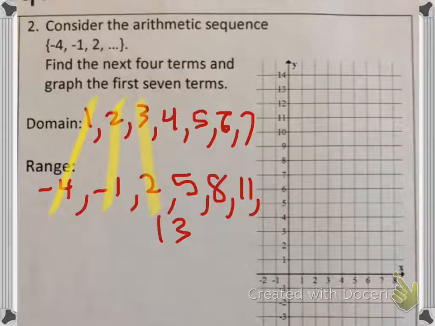So I'm over 1, down 4, which is actually off my graph down there somewhere. I'm over 2, down 1, which is right here. I'm over 3 and I'm up 2. I'm over 4 and I'm up 5. I'm over 5 and I'm up 8. I'm over 6 and I'm up 11. And I'm over 7 and up 13.